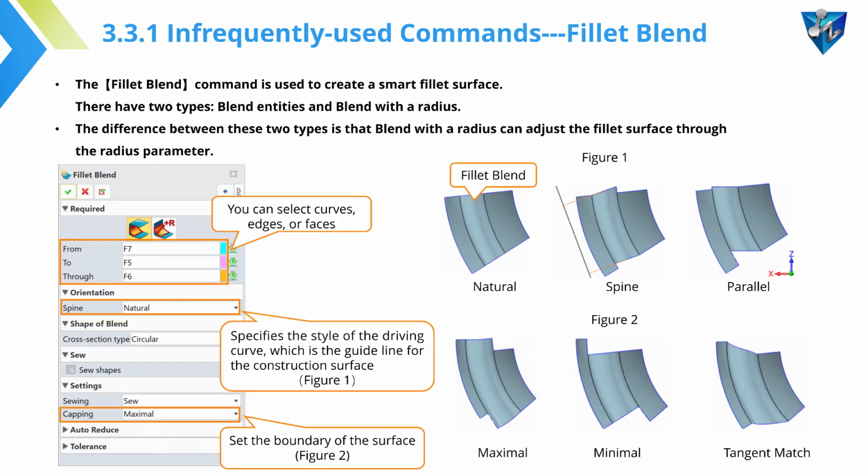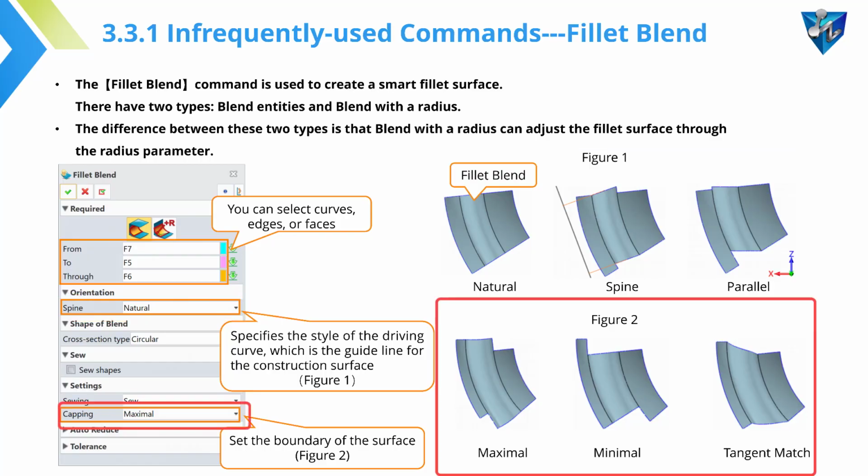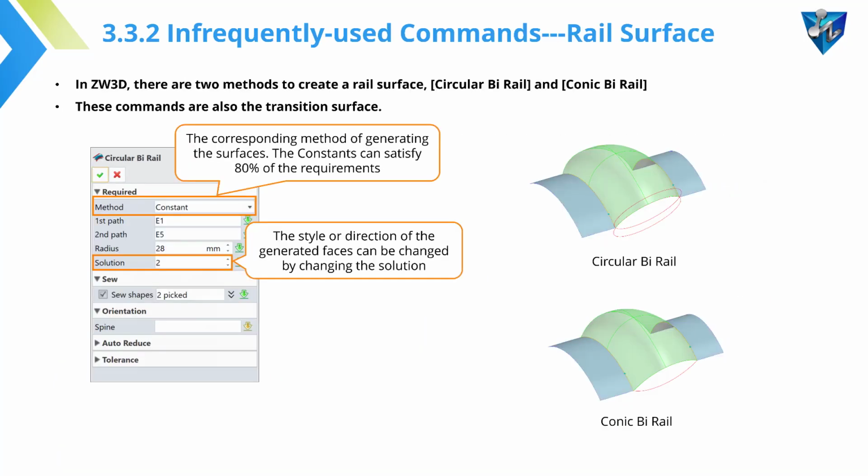The next option is capping. There are three types. You can see in figure 2. The edges of these two surfaces don't match. If you select the maximal, the edges of the fillet surface match the maximal edges. The minimal and tangent match can refer to the legend.